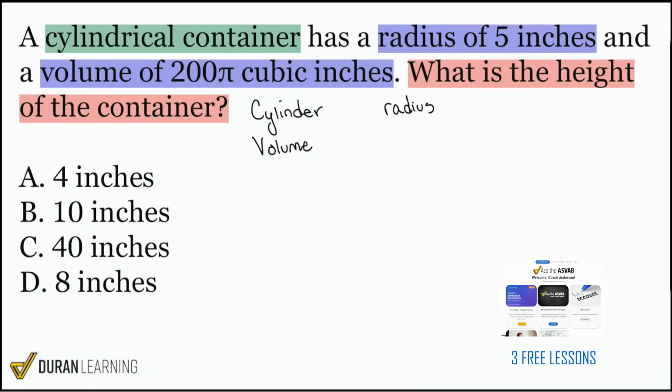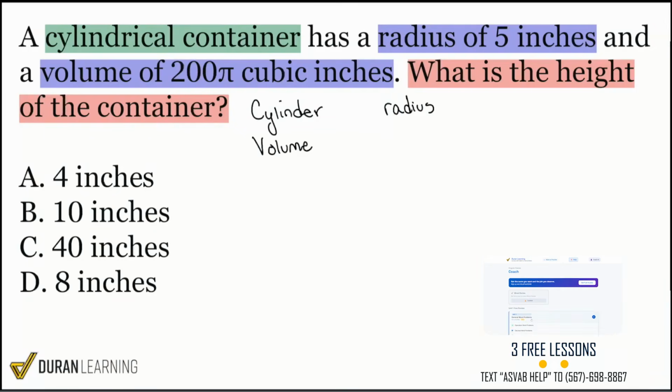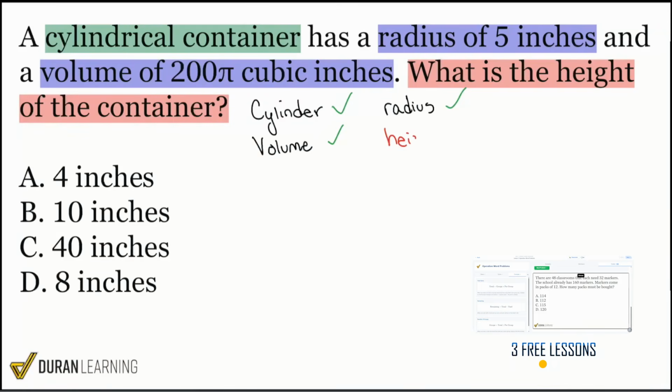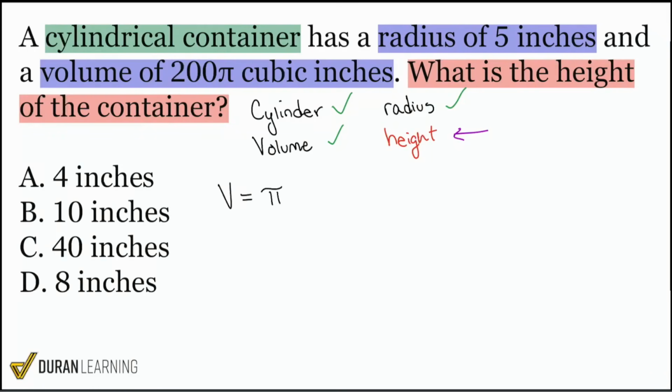My party people, I know it might be an obvious question, but is there a formula that connects a cylinder to its volume and its radius? There absolutely is. And the cool thing about it is that it also includes the height, which is exactly what we're looking for. That's the goal of this problem. So when we write the formula out, we have to make sure we write it correctly. The volume is equal to pi multiplied by our radius squared multiplied by our height.